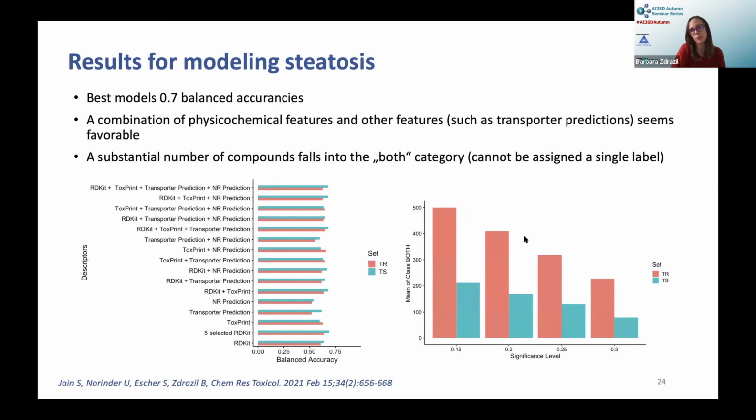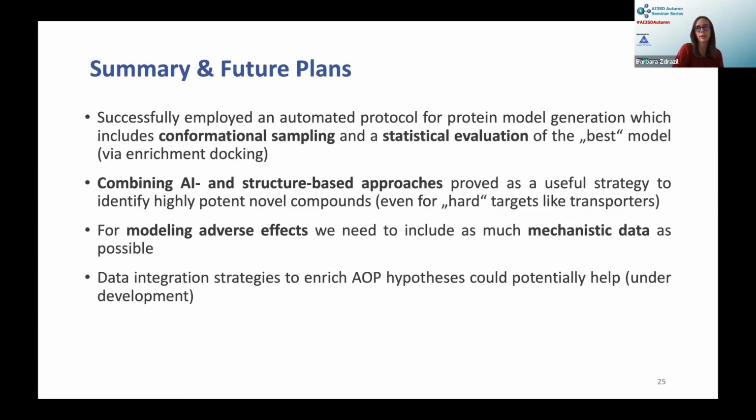And then something that is also quite well known for conformal prediction is, of course, depending on which significance level you're setting, so which error you're accepting in your model, more or less compounds would fall into the both category. So you also have to take into account that conformal prediction can guarantee that your prediction is correct, but you have to accept a certain error level. And now I'm already coming to an end.